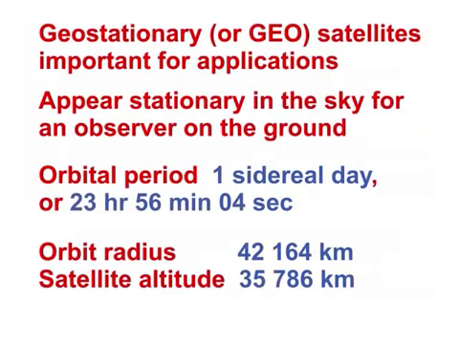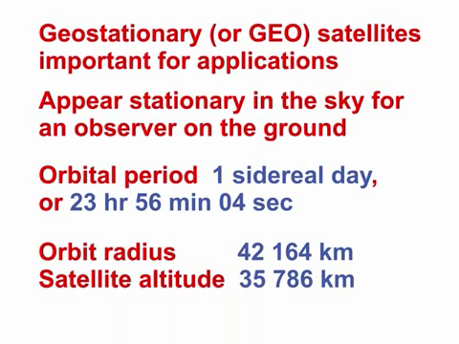Geostationary satellites, or GEO satellites, are especially important for numerous applications such as communications, direct TV and radio broadcasting, data relay, navigation, and signals intelligence. The key feature of such satellites is that they appear at the same point in the sky for an observer on the ground. To appear stationary, the satellite must be in an orbit with an orbital period of 1 sidereal day, or 23 hours, 56 minutes and 4 seconds.